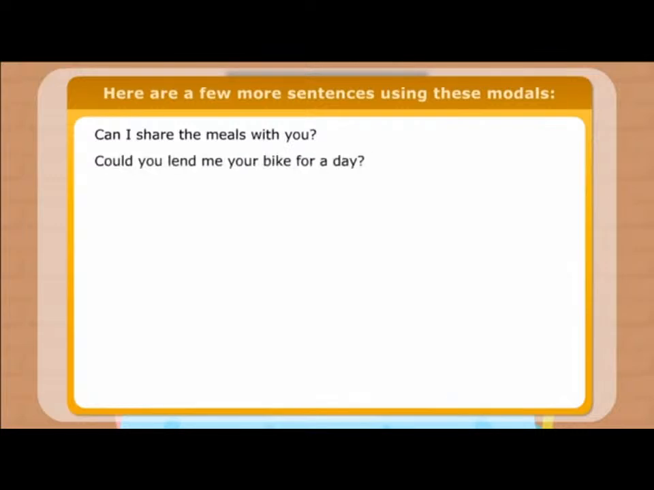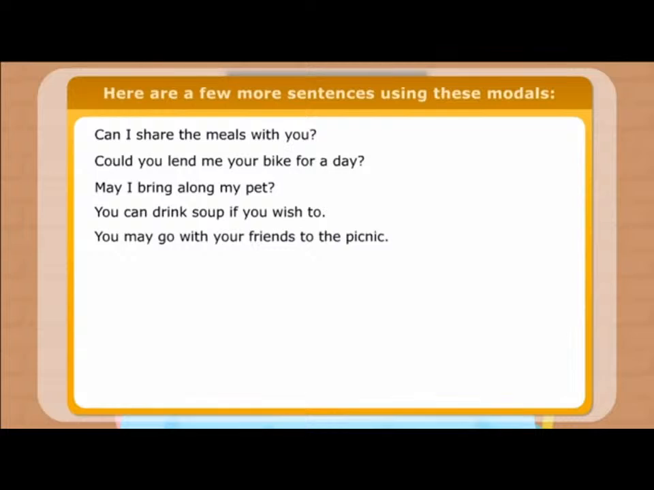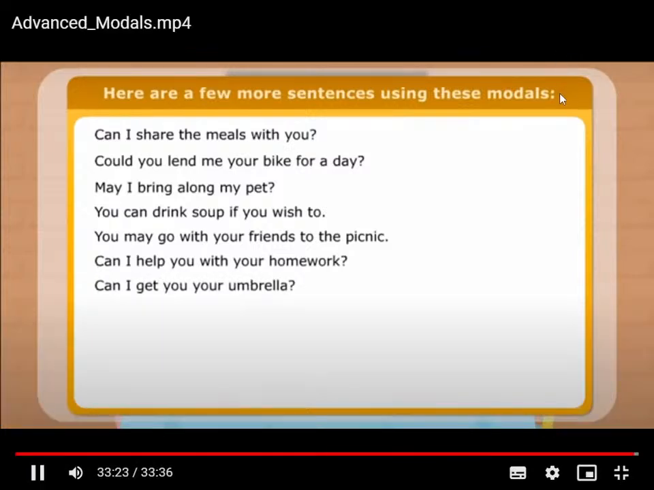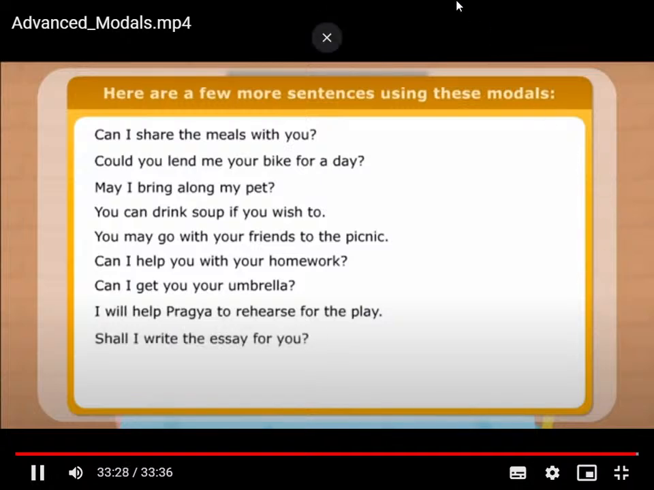Here are a few more sentences using these modals. Can I share the meals with you? Could you lend me your bike for a day? May I bring along my pet? You can drink soup if you wish to. You may go with your friends to the picnic. Can I help you with your homework? Can I get you your umbrella? I will help Pragya to rehearse for the play. Shall I write the essay for you? Would you like to stay back for the concert?